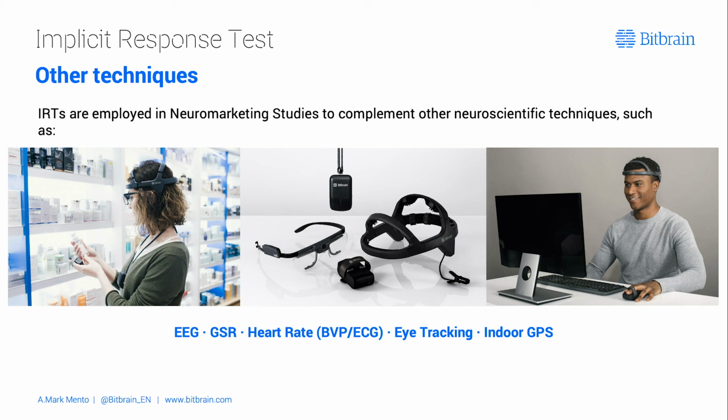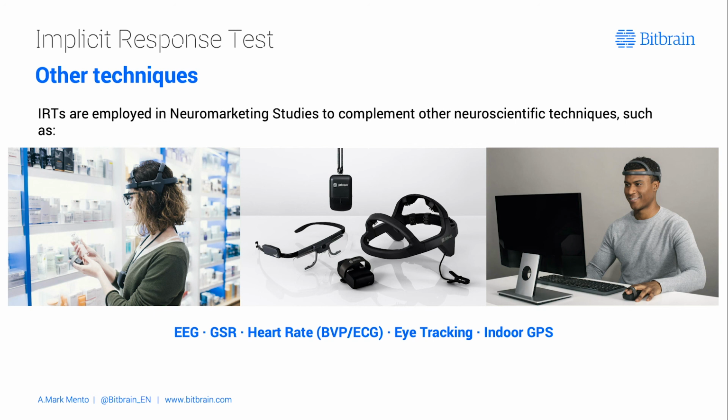IRTs can be performed online and alone, which is particularly convenient right now. However, when you complement these implicit methods with other neuromarketing techniques such as EEG, GSR, BVP, eye tracking, and so on, it permits you to have a more comprehensive understanding of what's going on in the participant's mind and thus create a better prediction of consumer behavior.